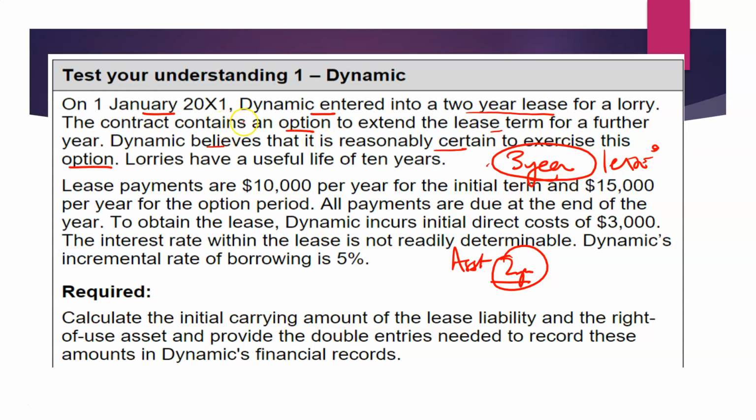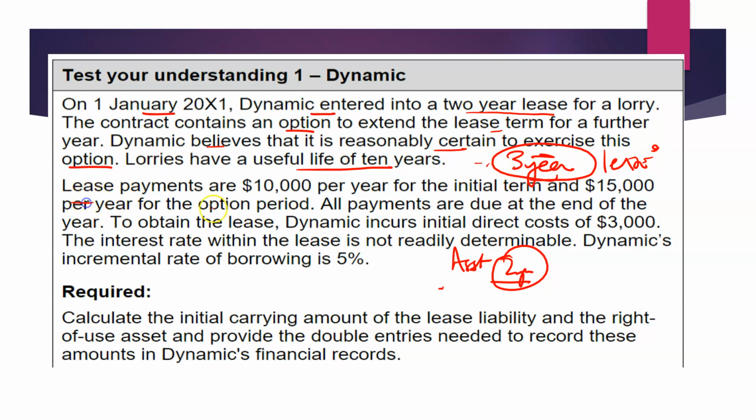But if the asset is going to be transferring to the company, if it's going to belong to the company in the end, well then it's okay. You can recognize it over its useful life if that asset will be transferring over to the lessee. But otherwise, it either has to be less than or equal to the length of the actual lease itself. So let's look at this liability here.